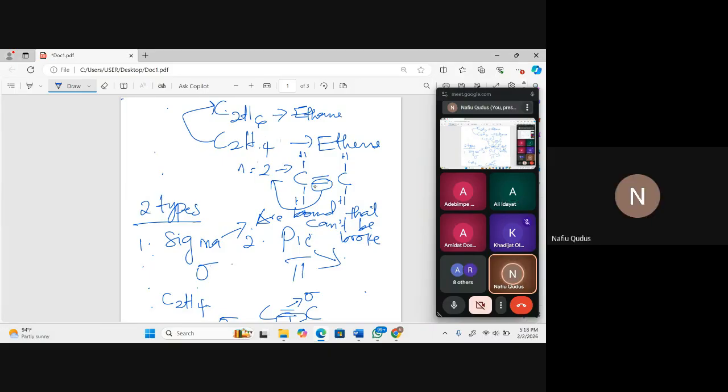Are we together? So now, before ethene can become ethane, we must add how many hydrogen atoms? 2 hydrogen atoms. We now break down this pi bond to remain with the sigma bond. Are we together? Now, that shows that between alkene and alkane, there are 2 hydrogen atoms which have been lost. That's what we need to know.